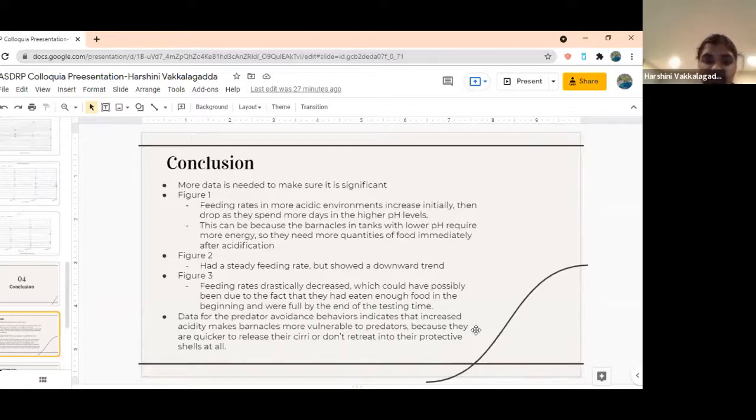And going back to the data for the predator avoidance behaviors, it indicates that increased acidity makes barnacles more vulnerable to predators. And in addition to testing the sponge and the glass rod as starfish, we also tried to research if there were any chemicals that the barnacles were sensitive to. And we did find out that trypsin was one of them. And we did try to use it in a beaker with the barnacles, but there was not much effect.